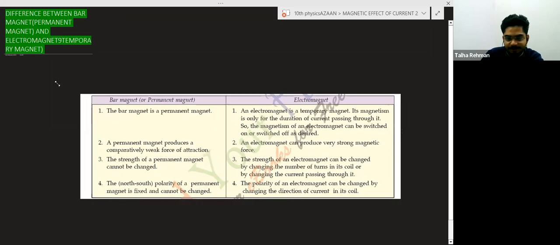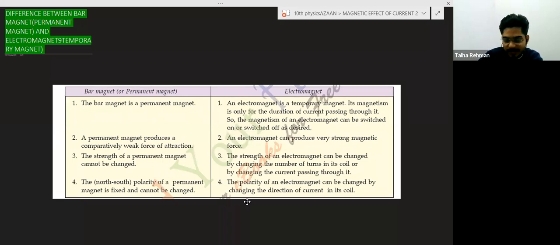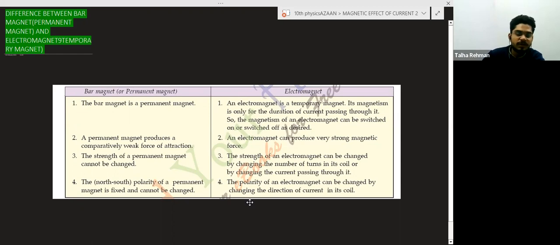So basically, if in the coil the current is anti-clockwise, then that face will behave as a north pole, and the other face will behave as a south pole. So polarity in case of the permanent or bar magnet we cannot change, but in case of the electromagnet we can change it by changing the direction of the current.